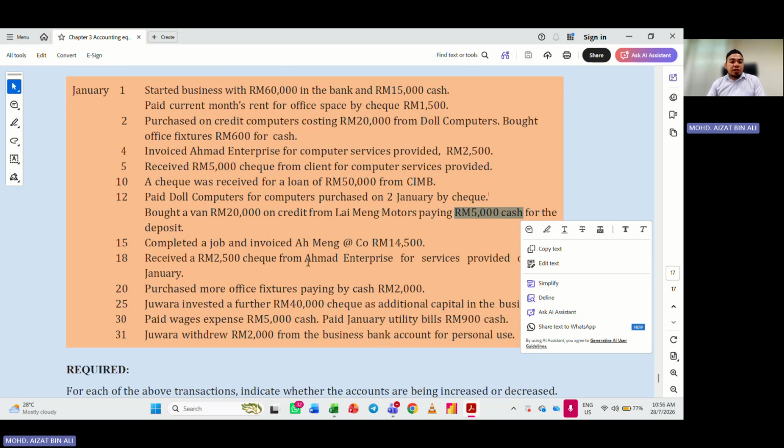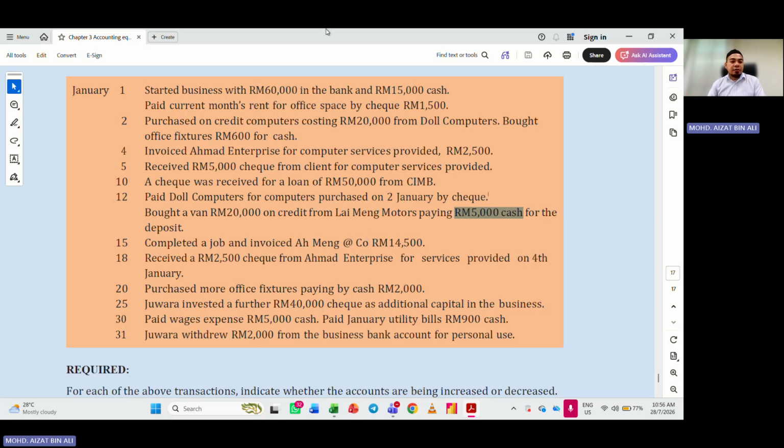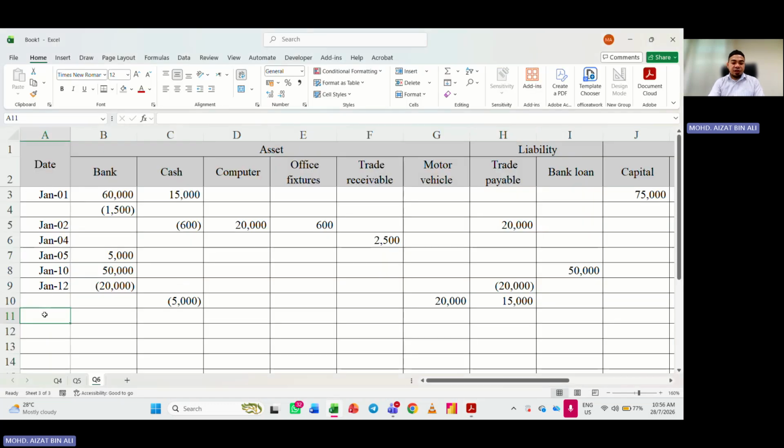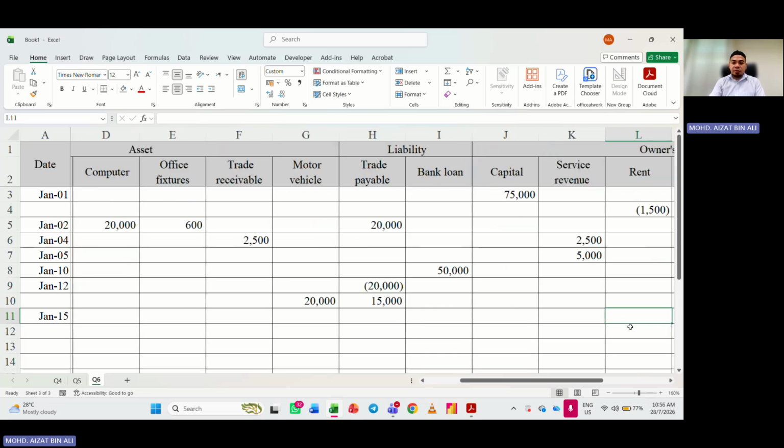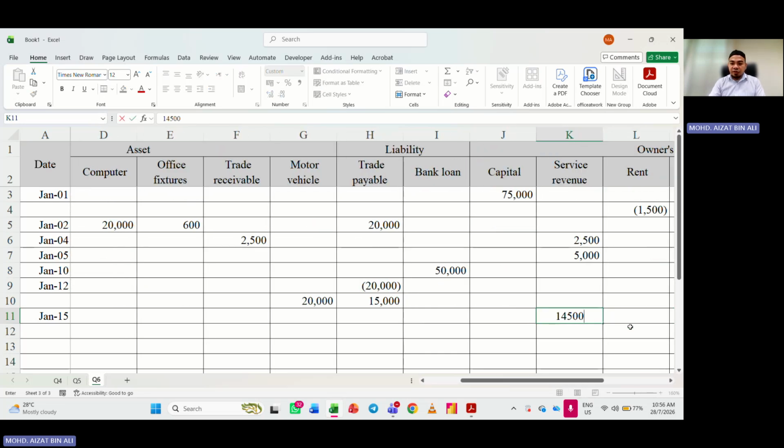15 January, completed a job. Completed a job means we performed a service. Completed a job and invoice Ahmeng at Co for 14,500 ringgit. When we say invoice, it means that we haven't received the payment yet. So completed a job is service revenue. On 15 January, go to our service revenue, 14,500 ringgit. Service revenue increases.